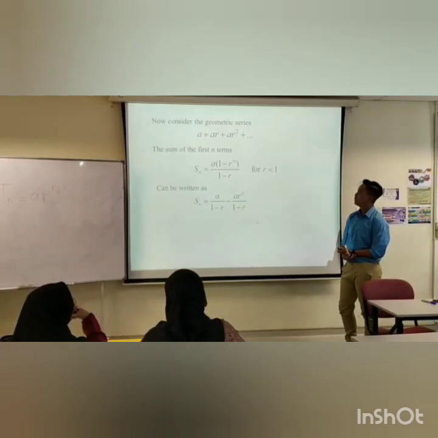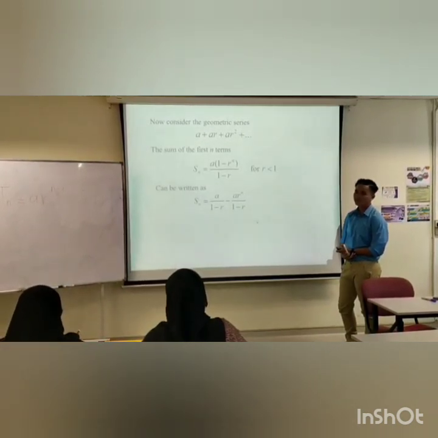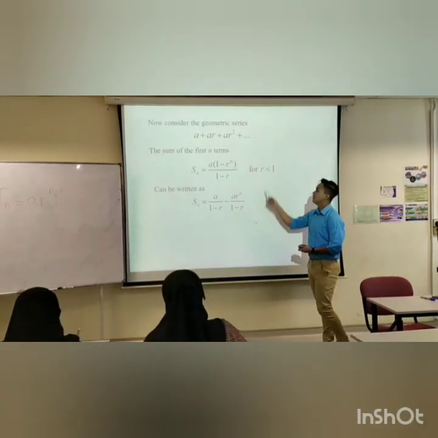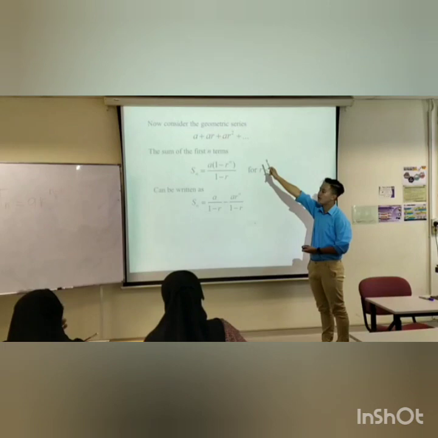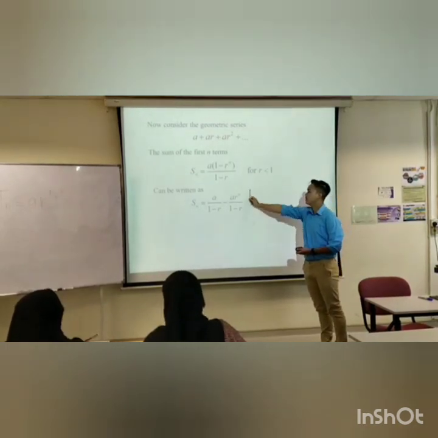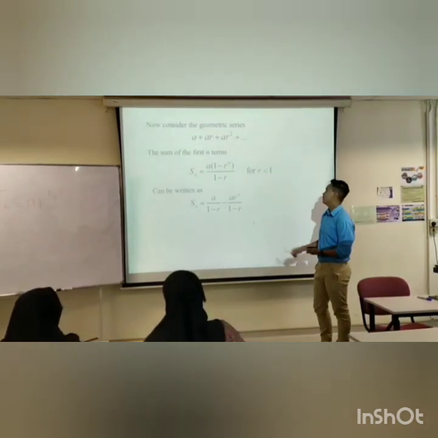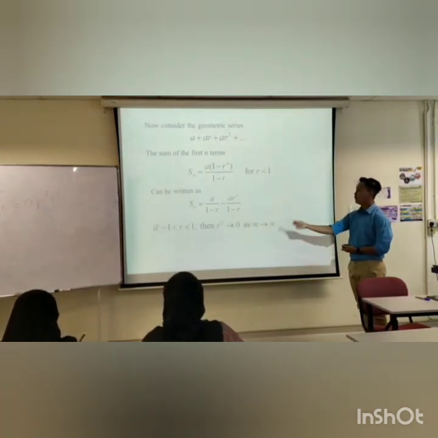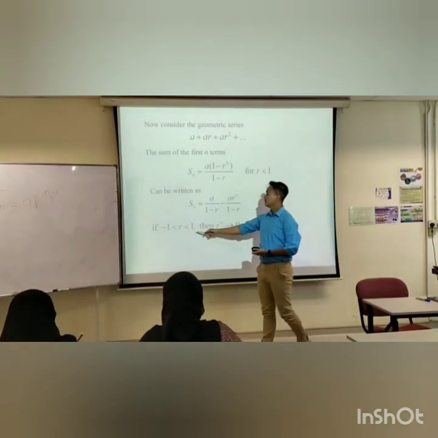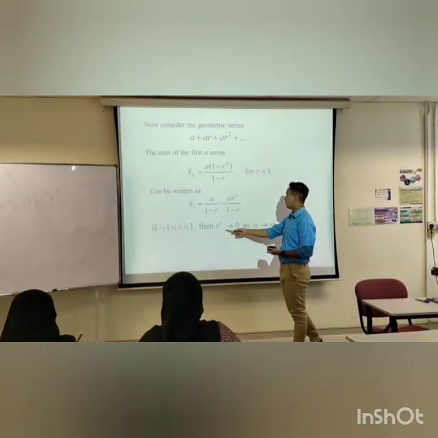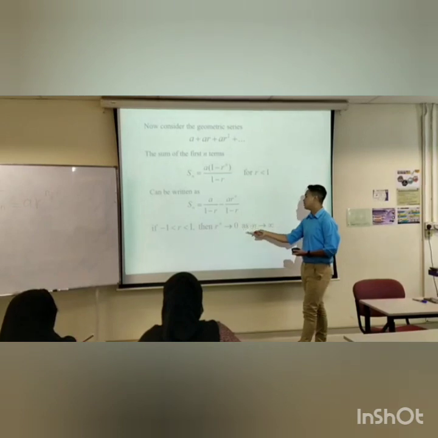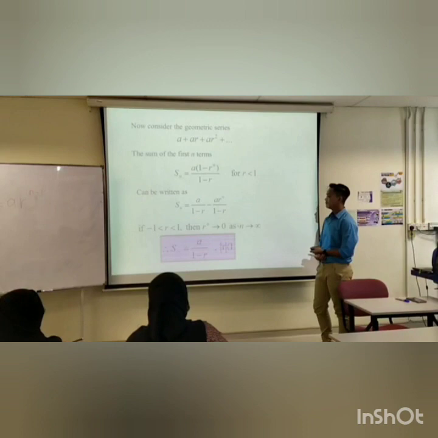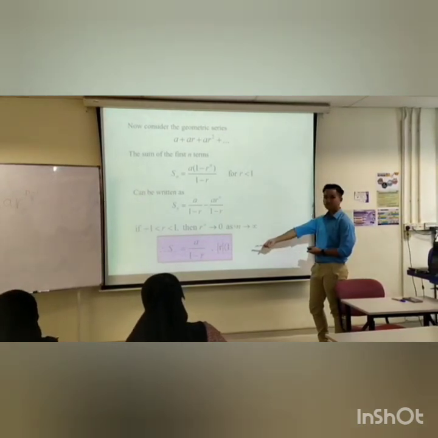So do you understand this? Yes. Basically, you just sub in the value from the series there, and then you split the fraction. Yes. If R is within this range, then Rn is approaching 0 as n approaches infinity. Like this.